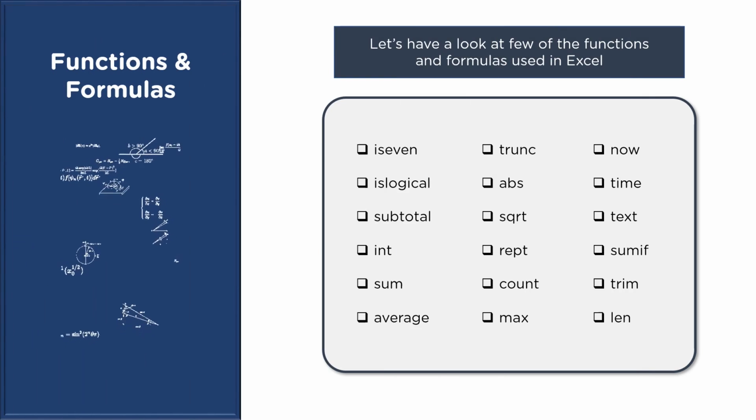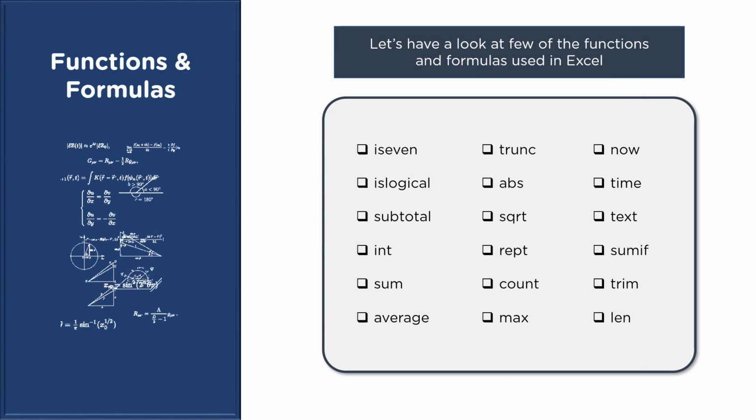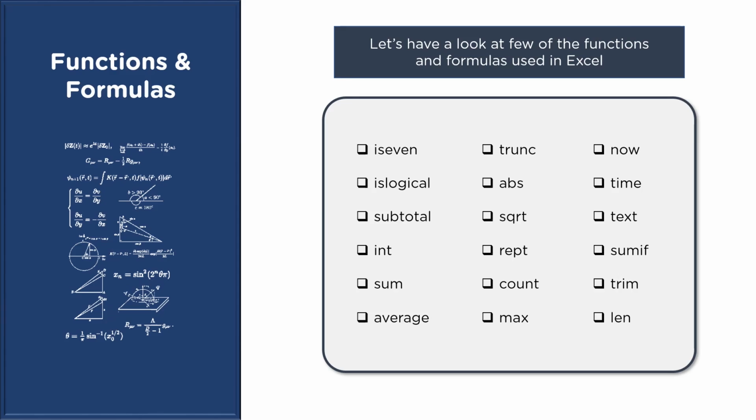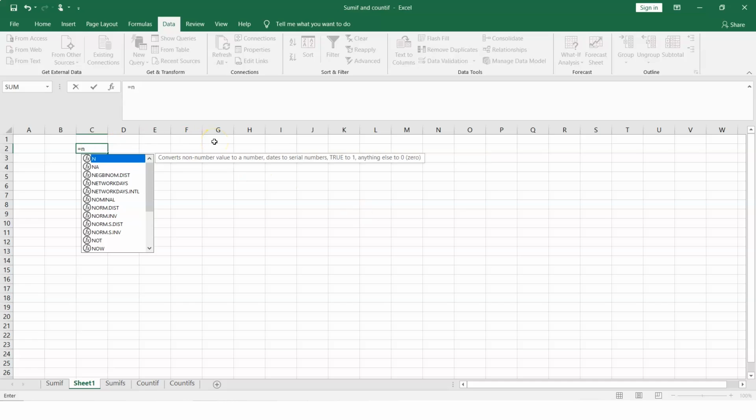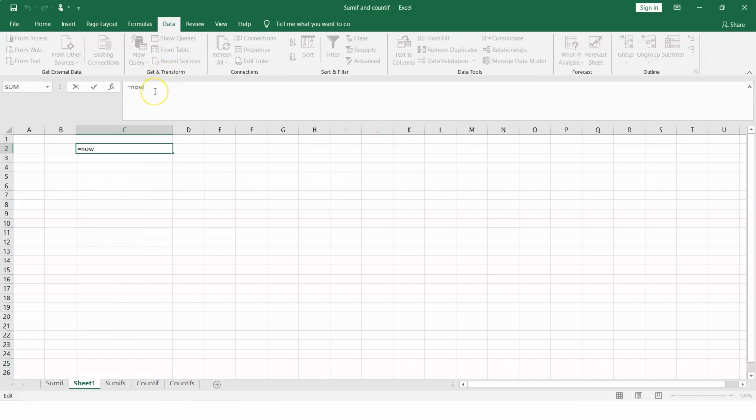Now you also have other functions such as NOW or TIME. For example, let's look at the NOW function. So I can search for NOW, and here it is. So this returns the current date and time formatted as a date and time. So this is the function which we would want to use, and if I just give the function, it tells me what is the current time.